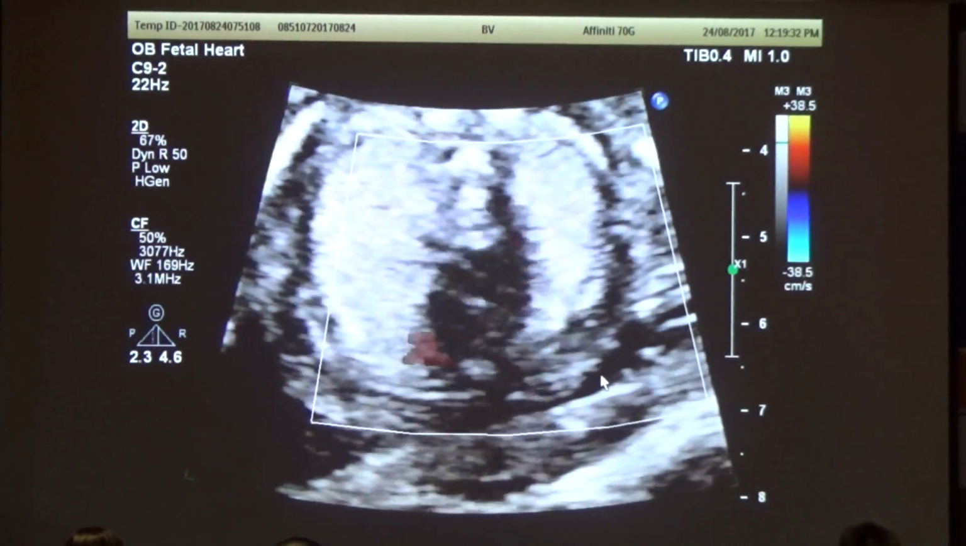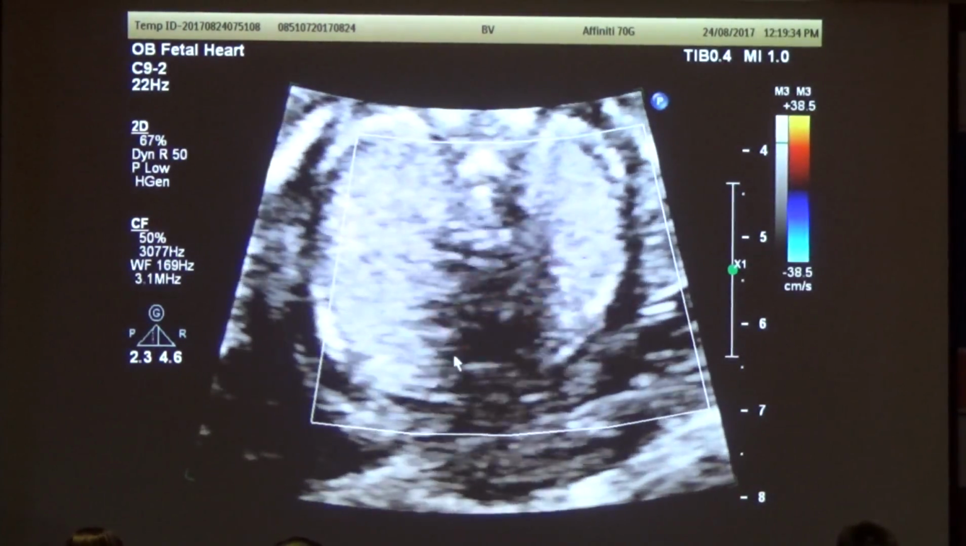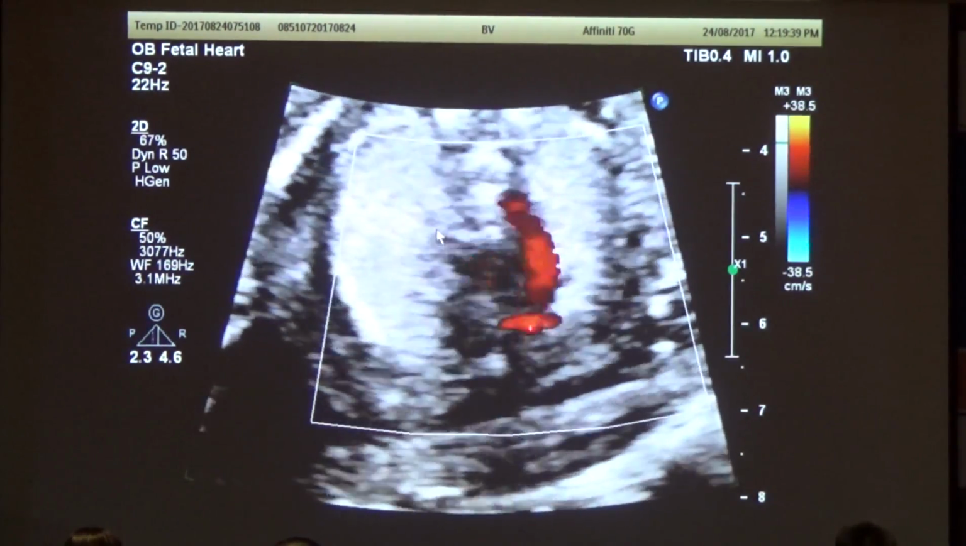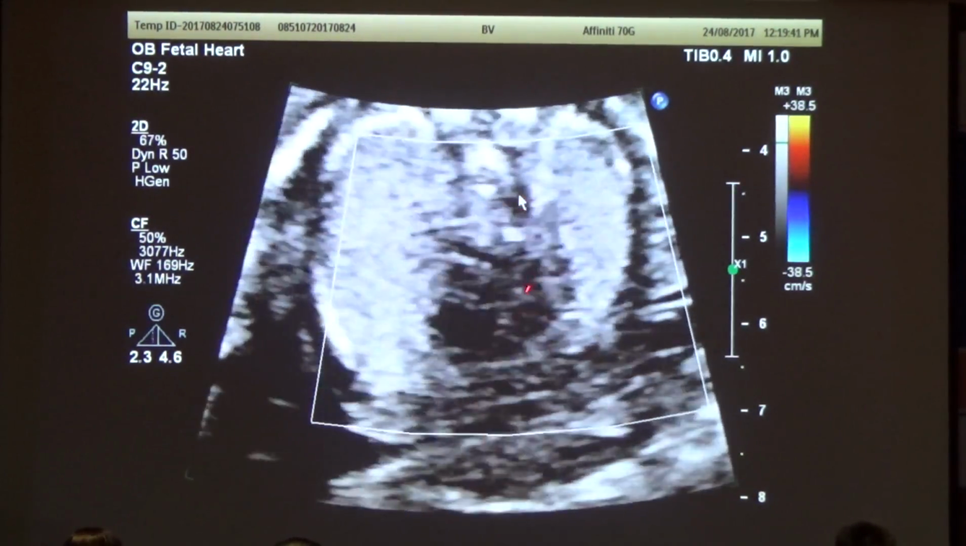And now I get up over here and you see the crisscross of the great vessels. Because up here there's the pulmonary artery, there's the right pulmonary artery, the left pulmonary artery. Okay, the pulmonary arteries go in a pair like this.